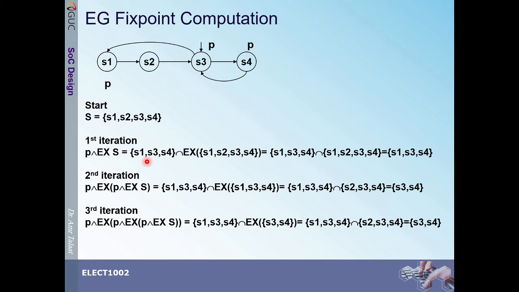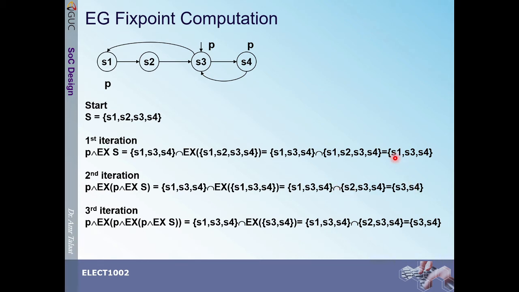So let's try this again. B ANDed with EX of this. S1, S3, S4 intersecting EX of S1, S3, S4. What's leading me to S1? Take care. What I'm doing now, I'm converting all operations to EX only because I know how to calculate EX. So it's easier for me. So S1 and S4 are reached by S3. S3 is reached by S2 and S4. I wrote them here. Intersecting, you find S3 and S4.